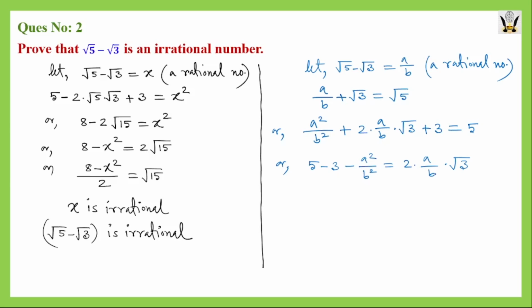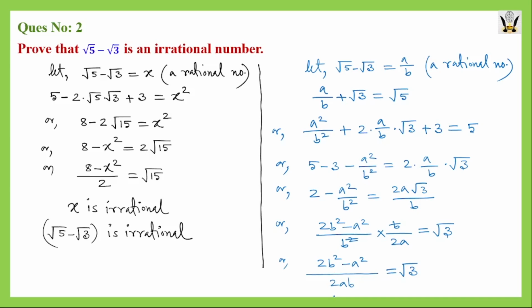and on the other side it will be only 5. Now what we have done here is we have taken 3 and a square by b square, these terms, to the other side. So 5 minus 3 minus a square by b square, and we have kept the term with root 3 on the left side. So if we simplify further, it will be 2 minus a square by b square, and on the right side we will have 2a root 3 divided by b. If we simplify further, finally what we have in this equation is, on the left side 2b square minus a square, and in the denominator we have 2ab, and on the other side we have root 3.